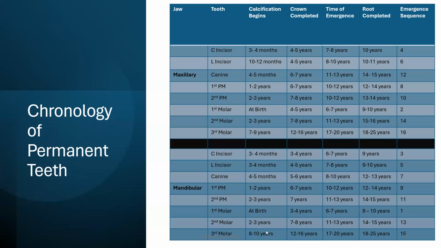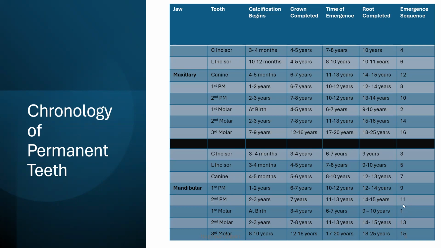Mandibular second molar: initial calcification starts 2 to 3 years after birth, and the crown is completed when the child is 7 to 8 years old. Time of emergence is 11 to 13 years, and the root is completed at 14 to 15 years. Mandibular third molar, the last tooth which erupts in the mandibular arch: initial calcification starts at 8 to 10 years, and the crown is completed at 12 to 16 years. Time of emergence is 17 to 20 years. Root is completed at 18 to 25 years.